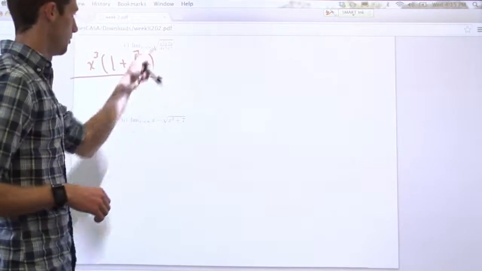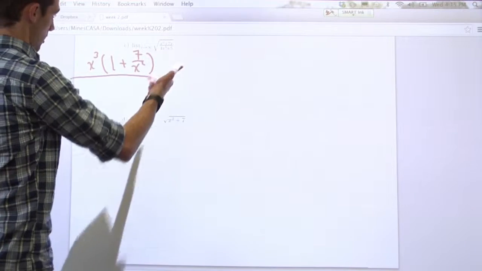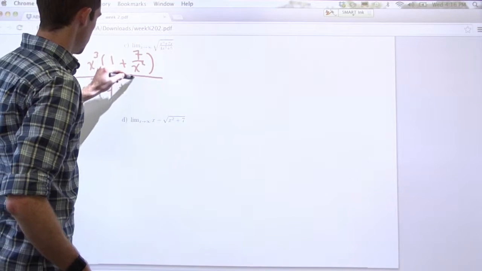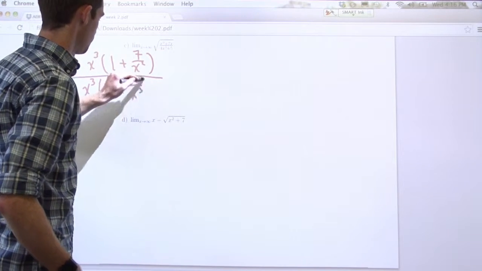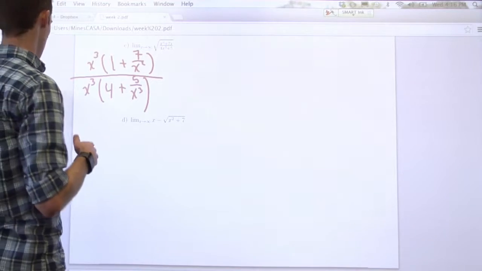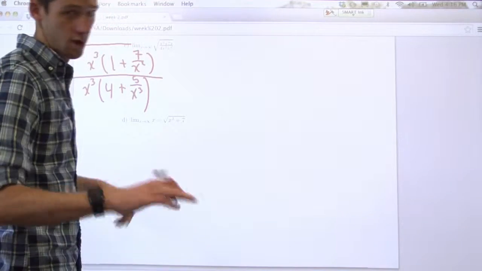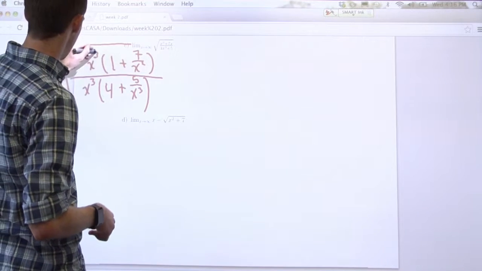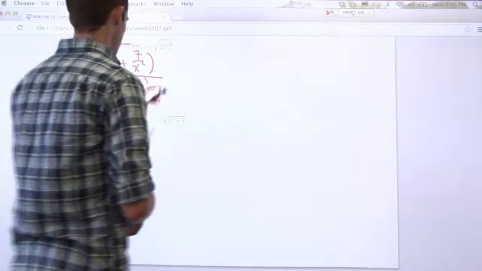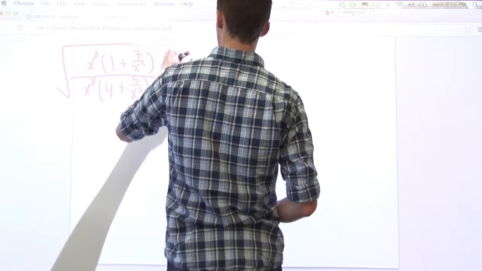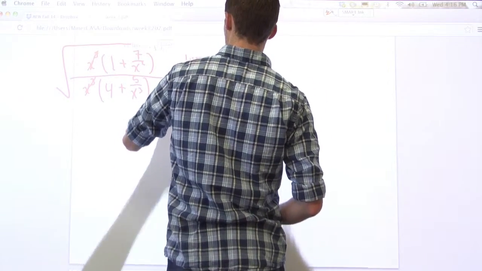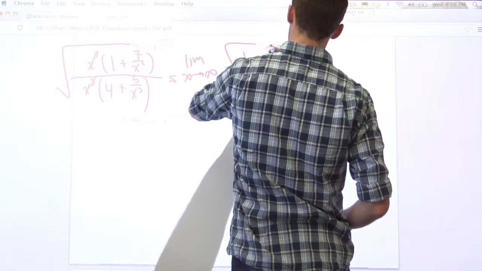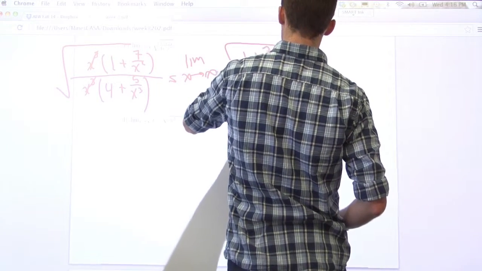Now on the bottom, I want to do the same thing and factor out the highest power. Luckily that's an x cubed again, so I'll be left with 4 plus 5 over x cubed. All of this is still square rooted, of course, but that's not a problem right now. So I can cancel out the x cubes, which just leaves me with the limit as x goes to infinity of the square root of (1 plus 7 over x squared) over (4 plus 5 over x cubed).